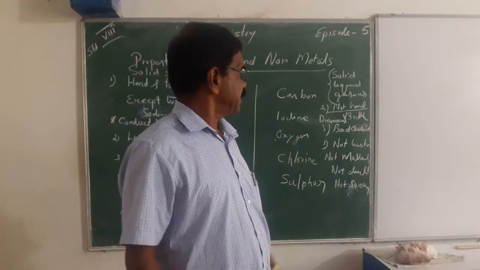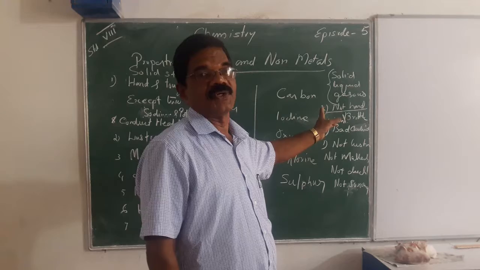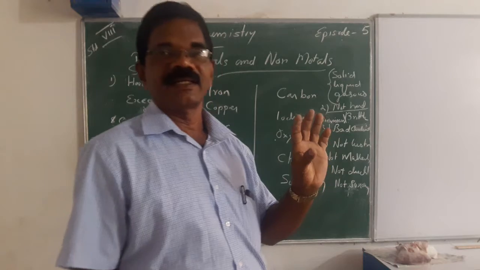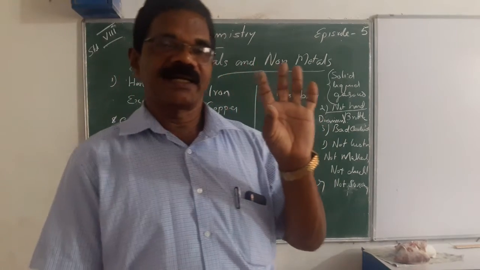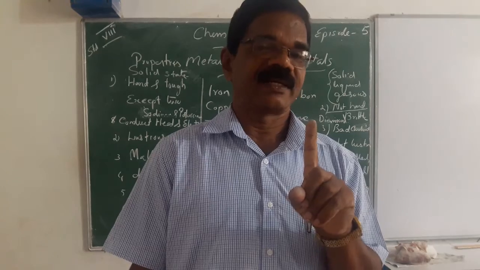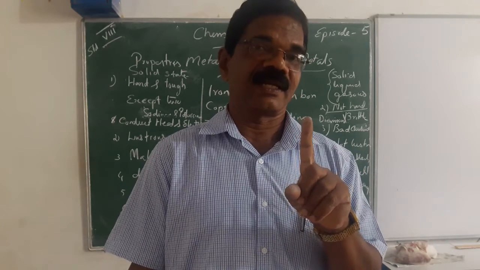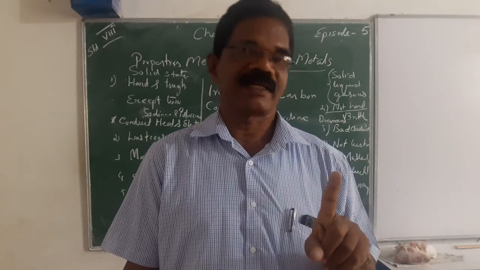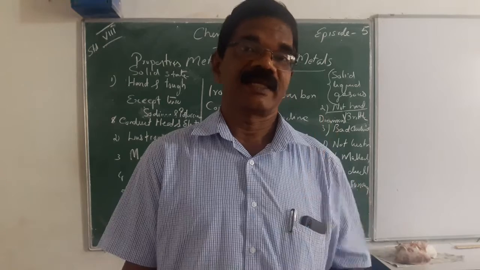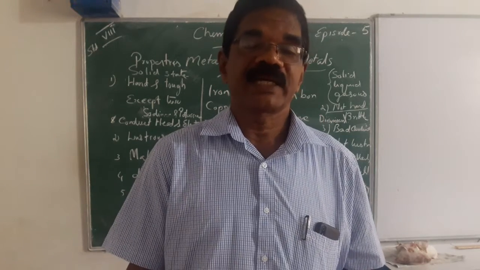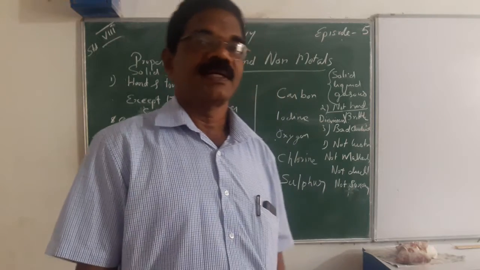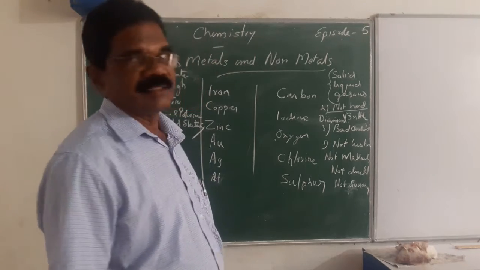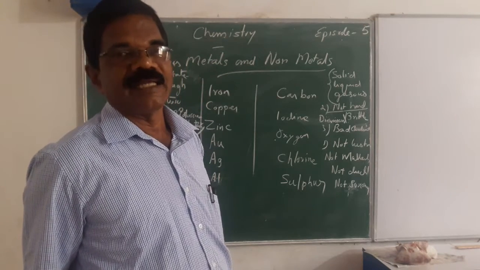So these two exceptions in the case of non-metals you must also study. What are the two things? All the non-metals are soft, not hard. But the only one, diamond, is the hardest material ever discovered. All the non-metals are bad conductors of heat and electricity except one. What is it? Graphite. Graphite is a good conductor of electricity. Then they are not lustrous.